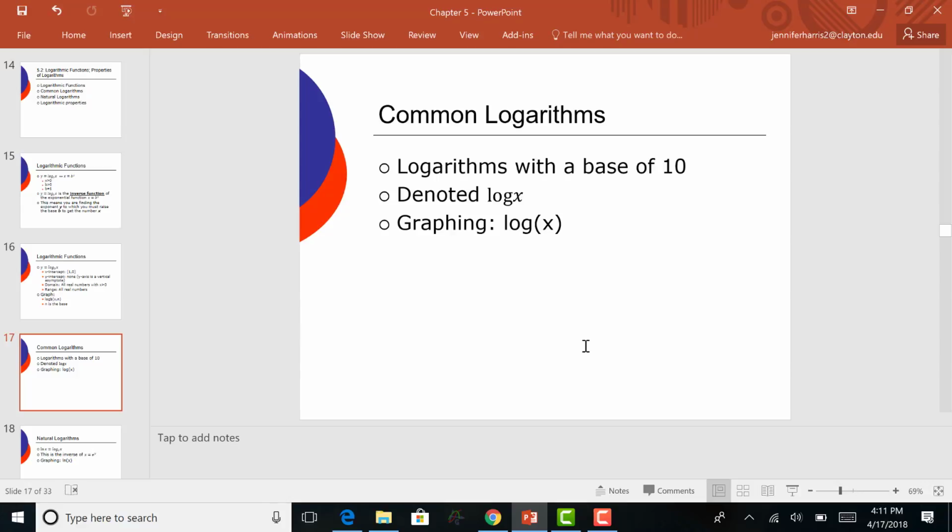All right. So base 10, there's no little subscript number at all. This is called the common log when there's no little subscript number at all. We okay?